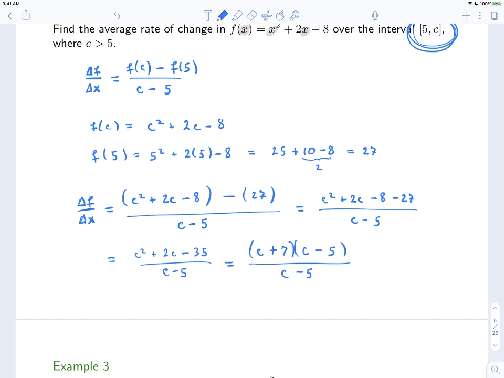And now notice, well, you can check to make sure that this is right. C times c is c squared, then 7c minus 5c is 2c, and then positive 7 times a negative 5 is a negative 35. So the c minus 5's cancel, and now we're just left with c plus 7. You should always simplify your answer as much as possible.